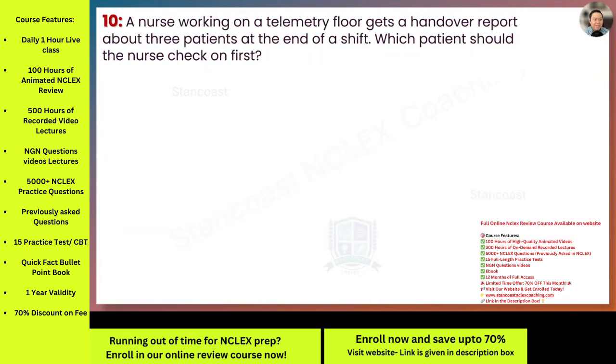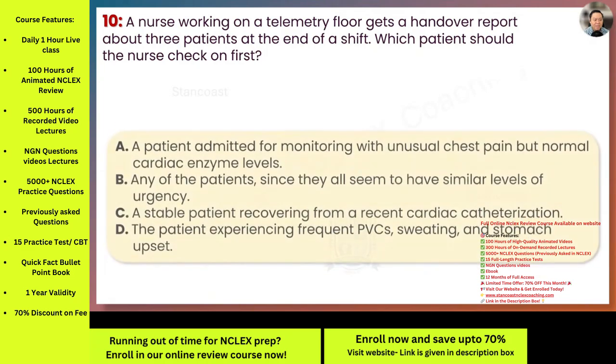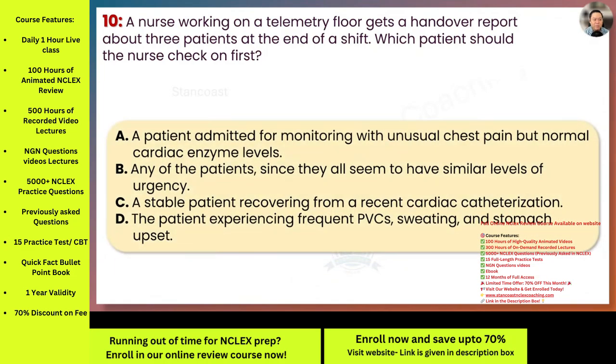10. A nurse working on a telemetry floor gets a handover report about 3 patients at the end of a shift. Which patient should the nurse check on first? Options: A, a patient admitted for monitoring with unusual chest pain but normal cardiac enzyme levels. B, any of the patients, since they all seem to have similar levels of urgency. C, a stable patient recovering from a recent cardiac catheterization. And D, the patient experiencing frequent PVCs, sweating, and stomach upset.